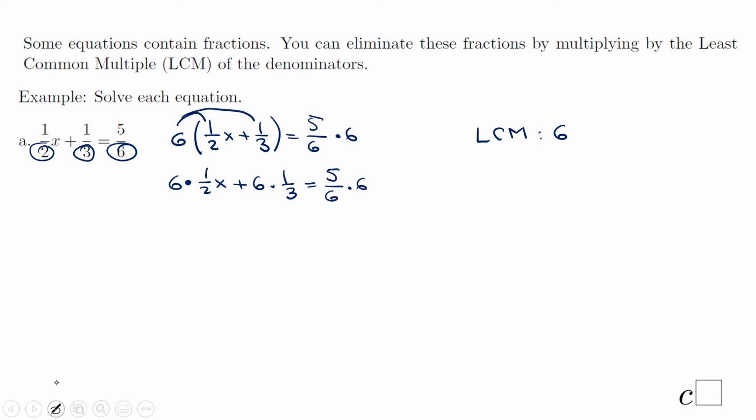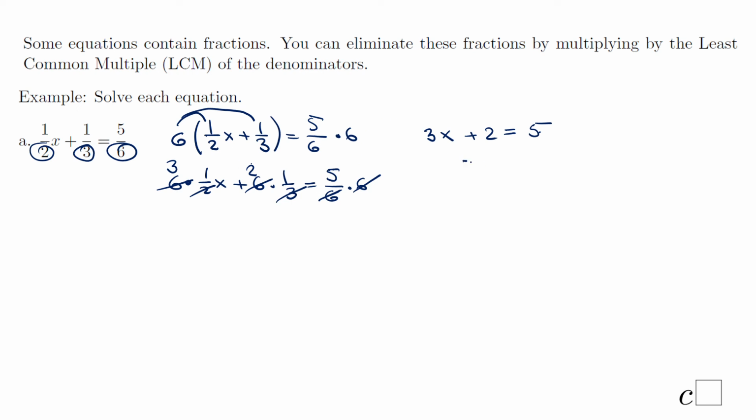So now we can simplify. And what do I mean by that? We're looking here, 2 goes in 6 3 times. So we have 3 times 1, that is 3x. And similar here, 3 goes in 6 2 times. We have 2 times 1, that will be only 2. And on the right side of the equation, this 6 cancel out the other 6, or 6 goes in 6 one time. And we have 5 times 1, which is 5. So by finding the least common multiple and multiplying by it, you eliminate the denominators, and in this case we get this nice equation.